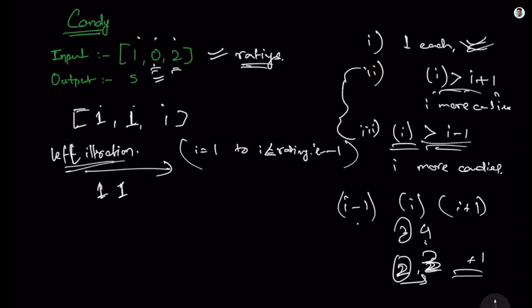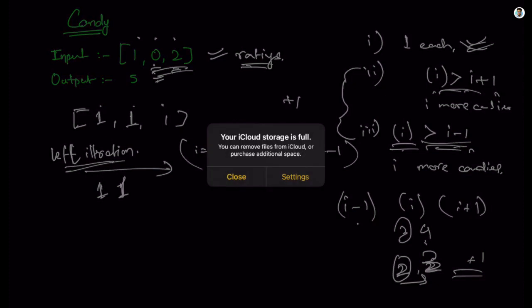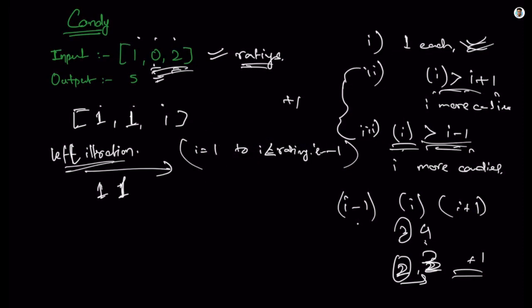we are again checking this condition. If 2 is greater than I minus 1, yes, 2 is greater than 0. Because 2 is greater than the I minus 1 value, the number of candies 0 has plus 1 candy will be added to the number of candies that 2 had. So considering that, we will have 2 candies over here. Now we have our left iteration based candies, 1 plus 1 plus 2.